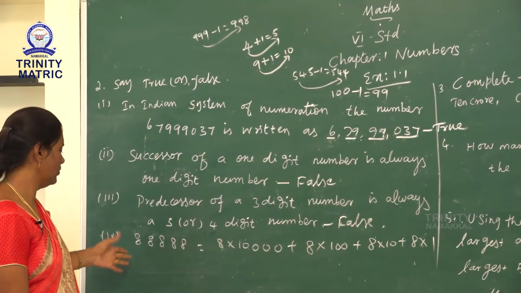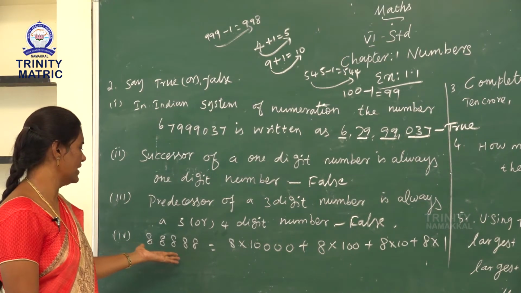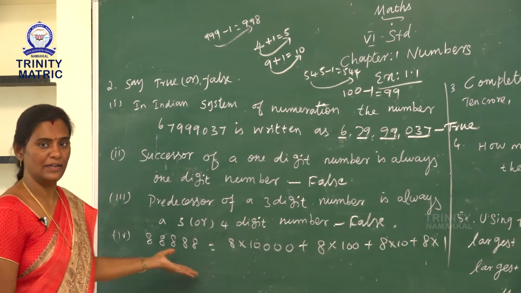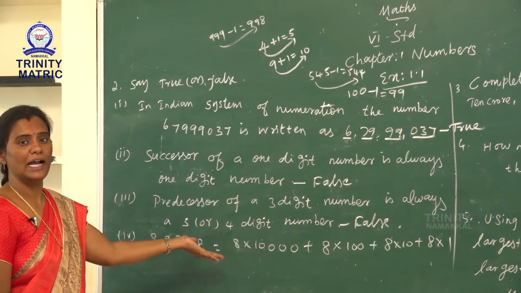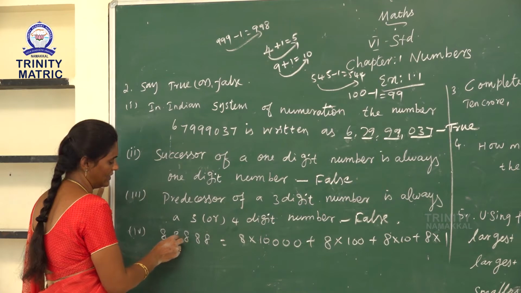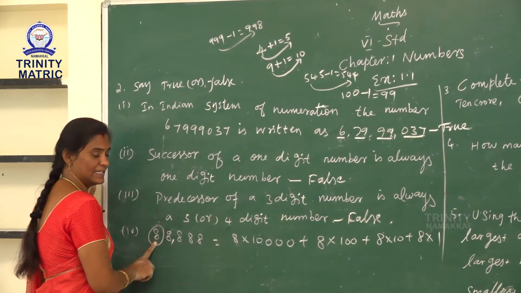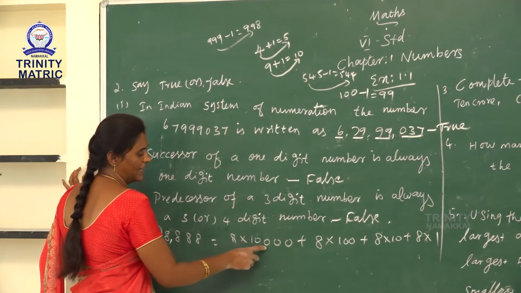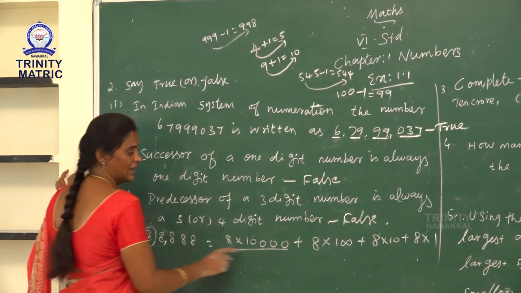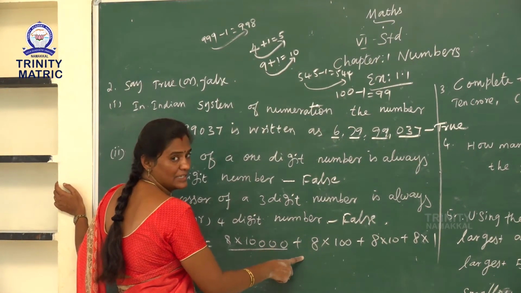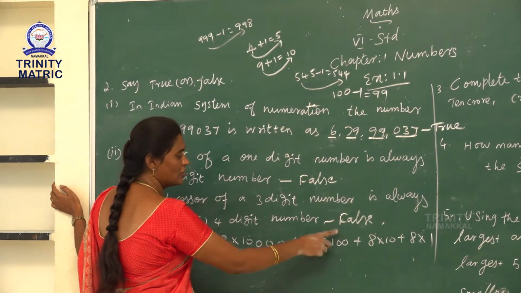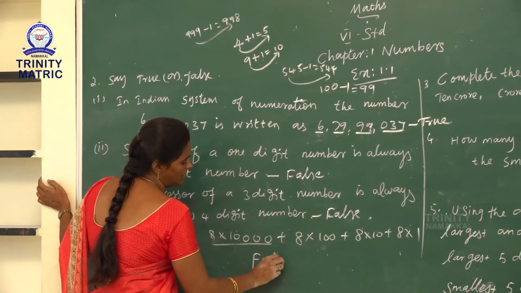See here. Now here 88,888 is equal to, the expanded form is given. Now we check whether the expanded form is correct or wrong. See here 1s, 10s, 100s, 1000s, 10,000s. Here 8 is in the place of 10,000. So 8 into 10,000. Next 8 is in the place of 1000. But here the 1000 place is missing. Here what is given? 8 into 100 place is given. So this expanded form is false.